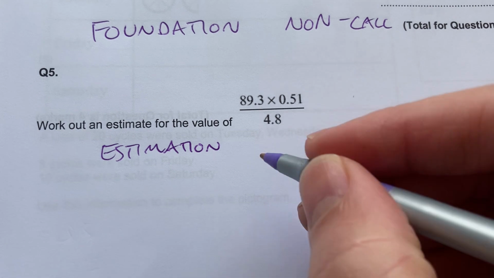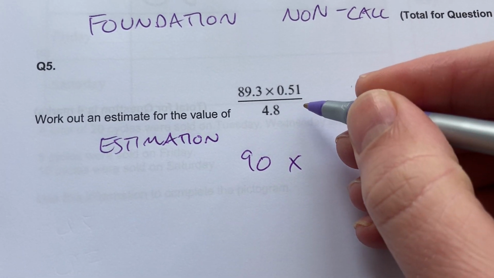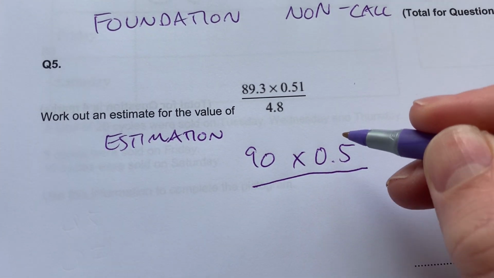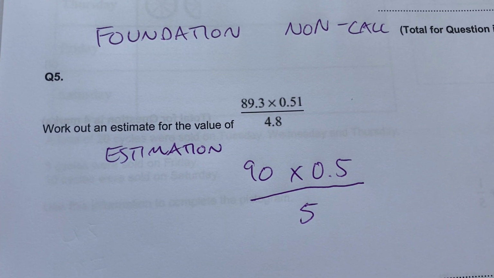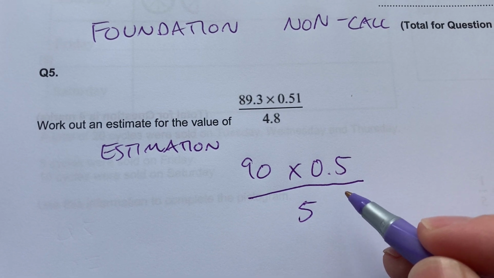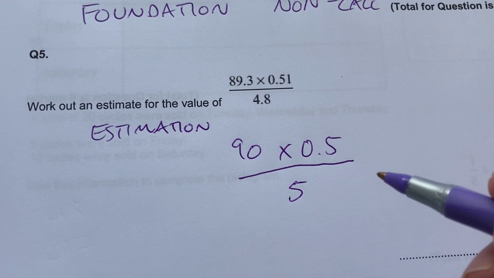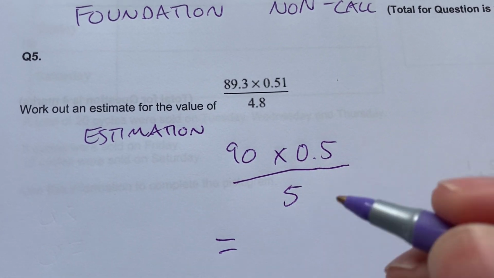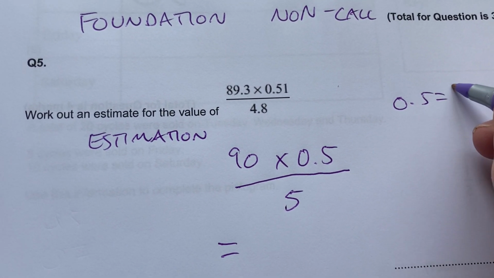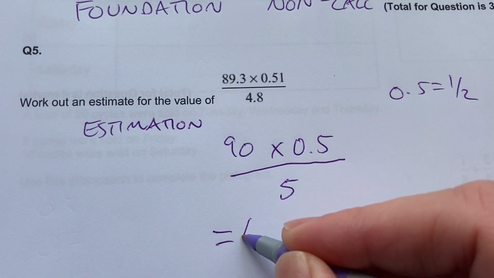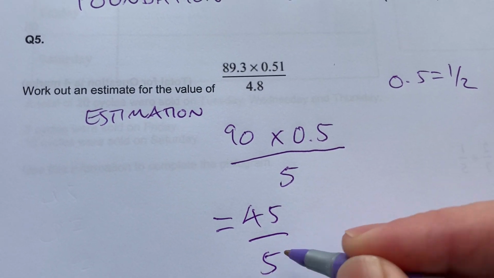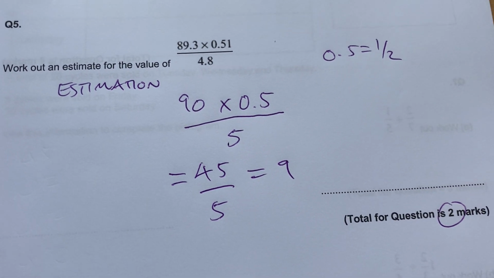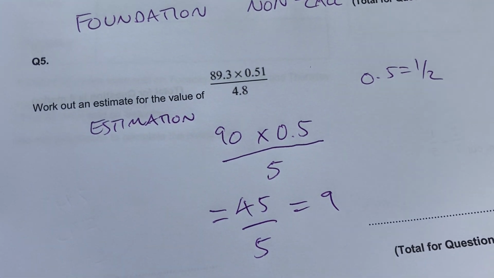So 89.3 I'm going to replace with 90. 0.51 I'm going to just leave as 0.5. And 4.8 I'll round up to 5. So now I have to do 90 times 0.5 divided by 5. And you could do either 90 divided by 5 or 90 times 0.5 first. I'm going to half that because 0.5 is the same as a half. So I get 45. 45 divided by 5 is 9. So that should get those 2 marks there. Okay, that's the estimation question 5.